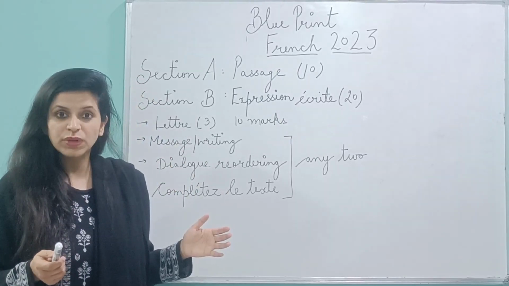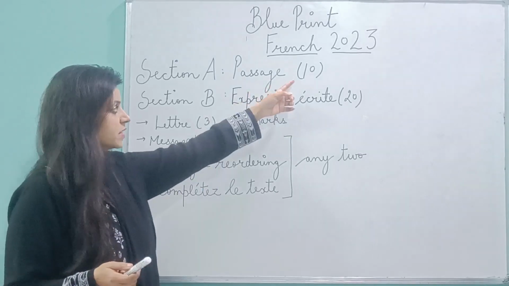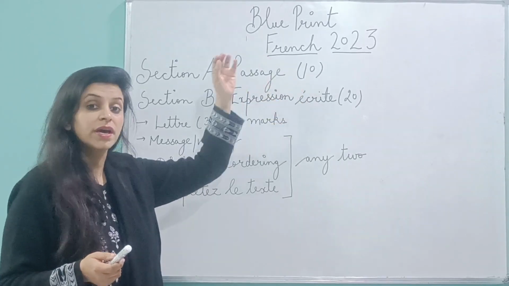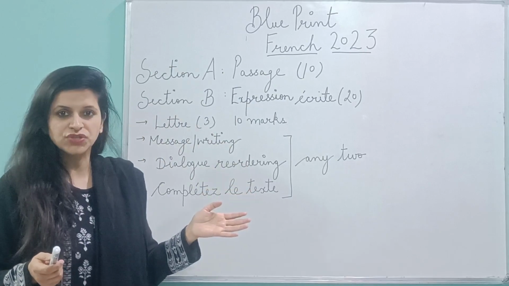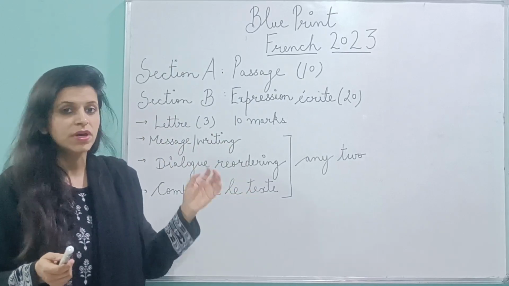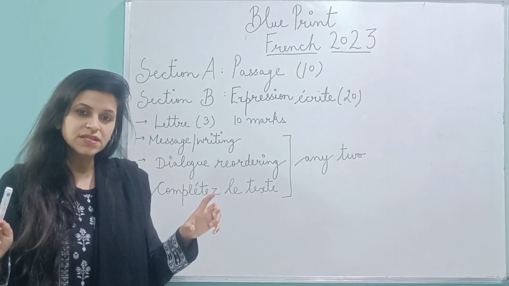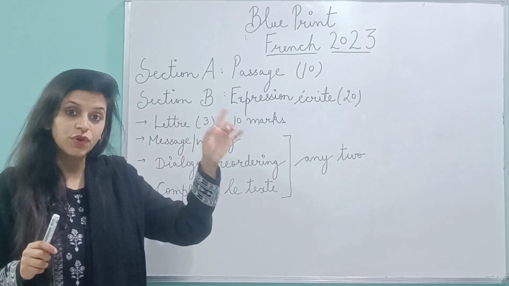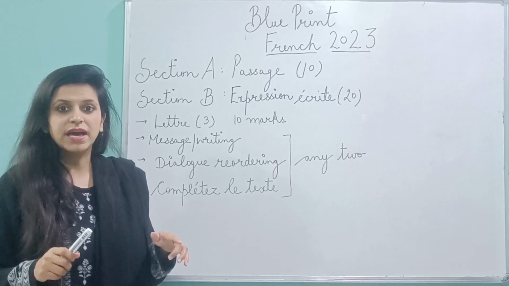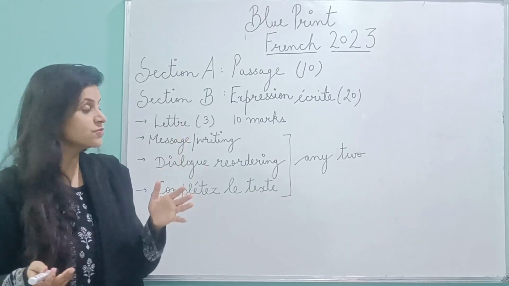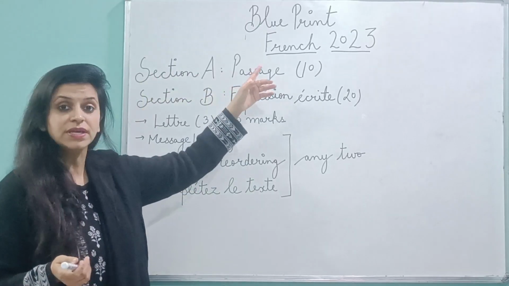The first section will be a passage. It will be a 10 marks passage in which you'll be getting different types of questions. It can be répondez aux questions. It can be compléter les phrases, completing the sentences with the help of the words that are given from the text, and it can be vrai ou faux. So different types of questions will be included in section A.